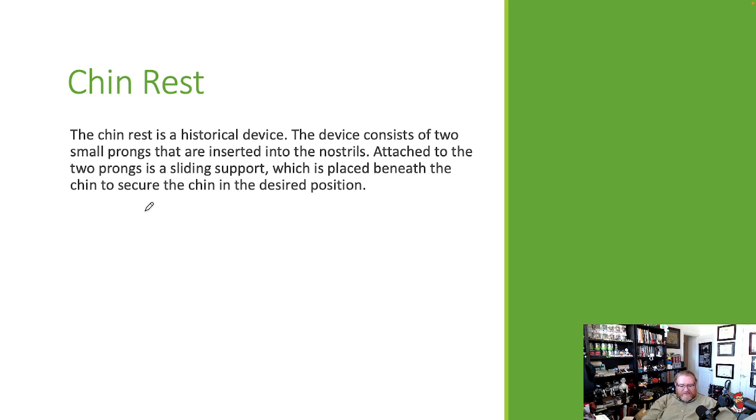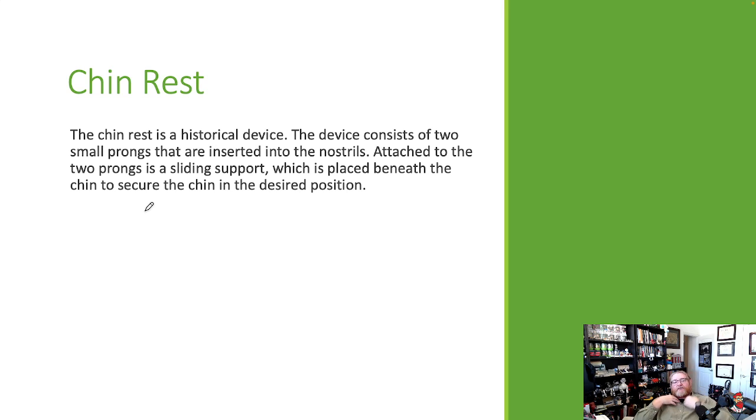The chin rest is a historical device. The device consisted of two small prongs that are inserted into the nostrils. Attached to the two prongs is a sliding support, which is placed beneath the chin to secure the chin in the desired position. What it did, it had two prongs. You looped it into the nose, and then you tightened it to the mouth where you needed it, right?